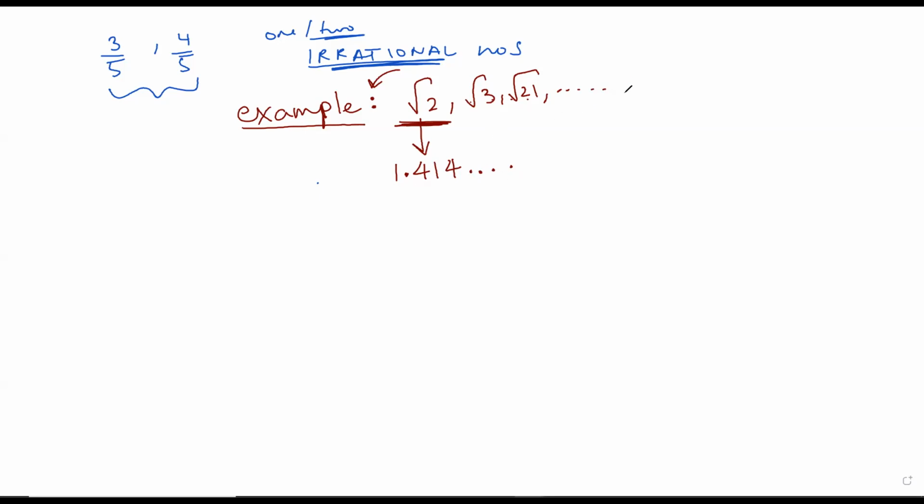Veer, is pi an irrational number? Yes, ma'am, pi is an irrational number. Its value is 3.41, ma'am, I don't remember it perfectly. Yeah, it's okay. It's 3.14. So the first two digits are this.